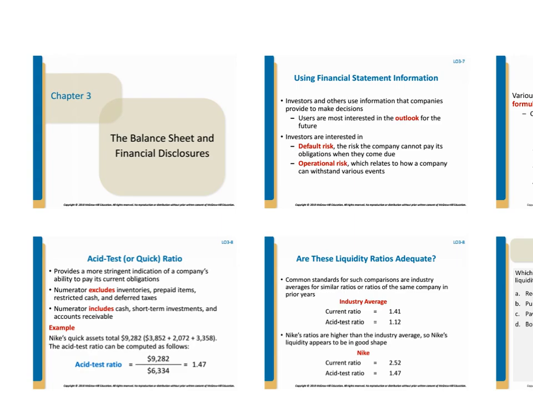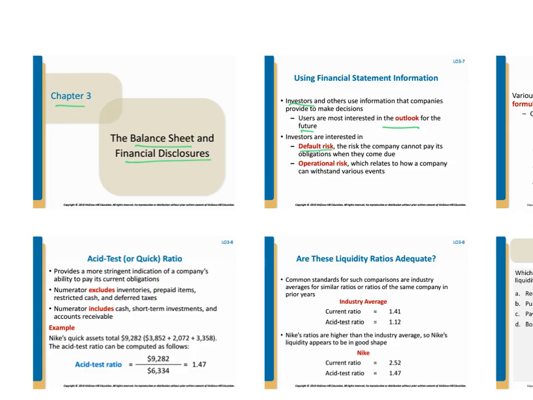Okay, we're continuing our discussion with Chapter 3 regarding the balance sheet and financial disclosures. Now we're at the point where we're going to start to analyze financial statement information. Investors and other users are often interested in looking at financial statement information, which can be historical, to help them determine what the outlook for the company is in the future.